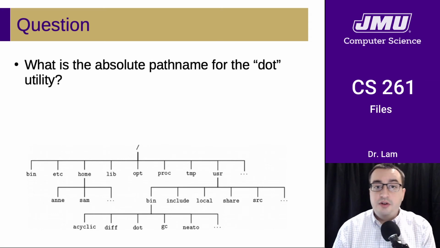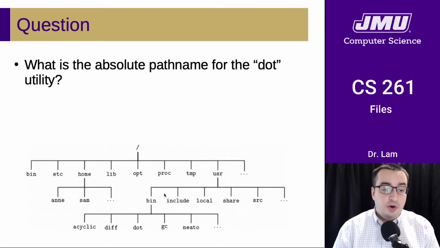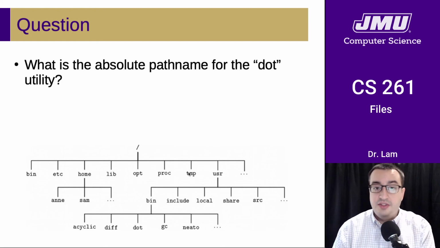Okay, so here's another pair of questions. What is the absolute file name for the dot utility? So take a second and see if you can find that in this file system and figure out the absolute path name for that utility. Okay, so hopefully you found the dot utility. It's down here. It's inside of /usr/bin/dot. So that is the absolute path name for the dot utility.